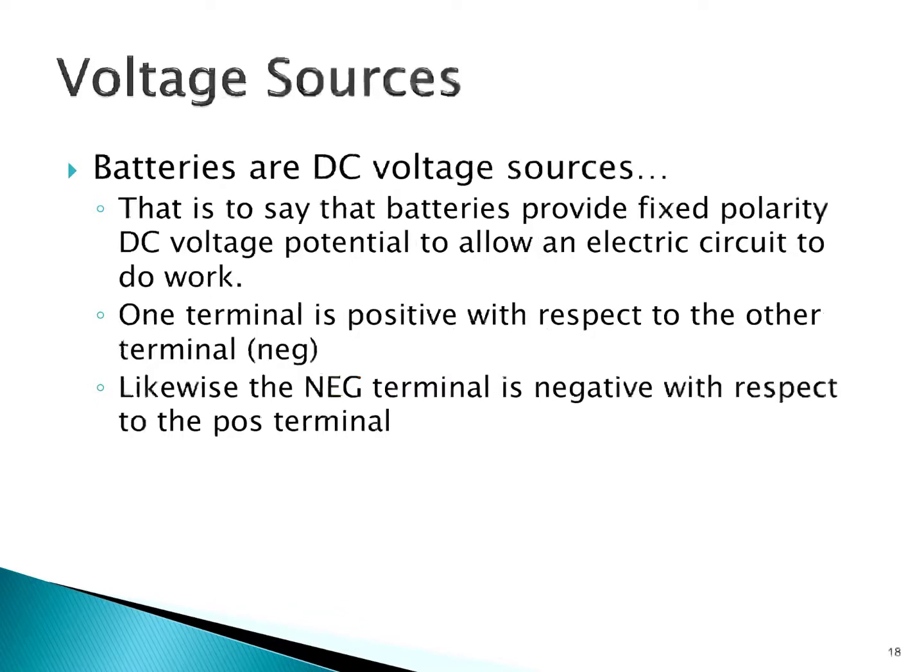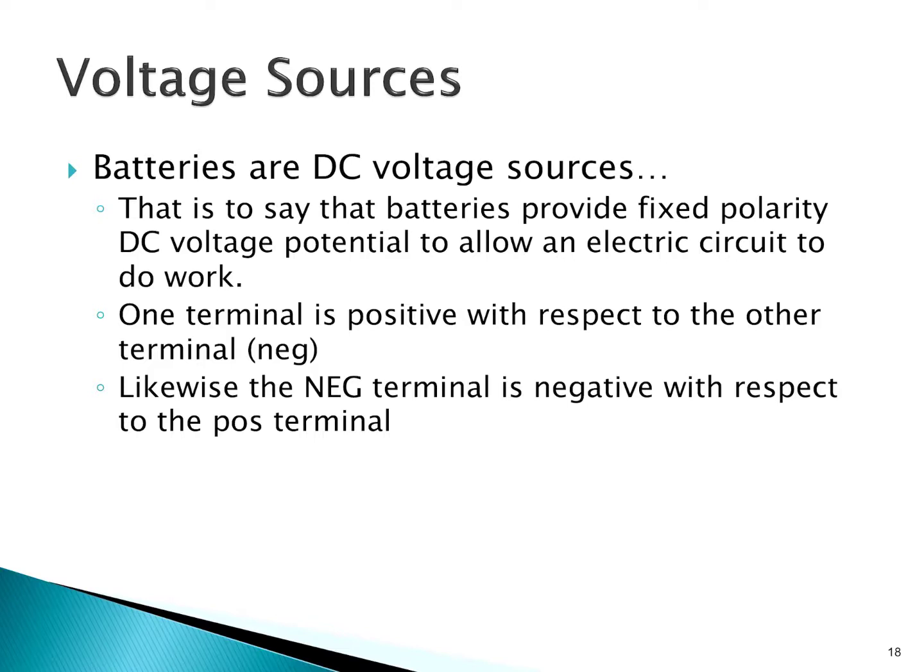So if we're looking at voltage sources now, batteries are an example of a DC voltage source, and probably the most common DC power supply you're going to find is a battery. Batteries are in everything, right? But of course there are other examples of DC sources like solar cells and thermocouples and things like that. But for now we're just going to concentrate on the battery.